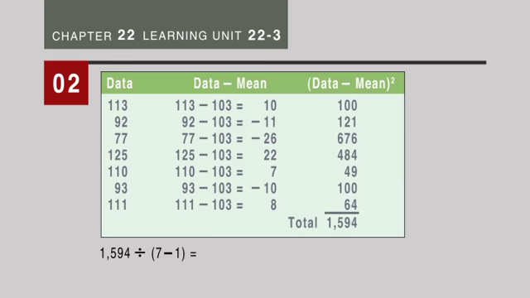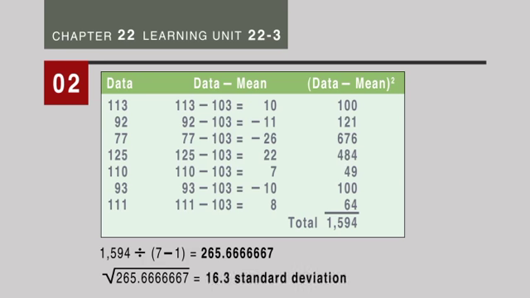So 1,594 divided by the number of data points, 7 minus 1, since it's a sample, leaves us with 265.66 repeating. To find the standard deviation, we're going to take the square root of that 265.66 repeating number, and we are left with 16.3 for a standard deviation. The variance is the 265.66 repeating. So we've actually calculated 2 numbers of variation for this statistics problem.